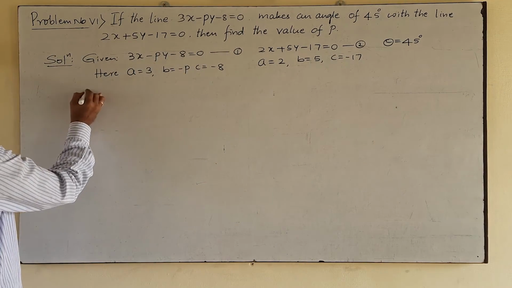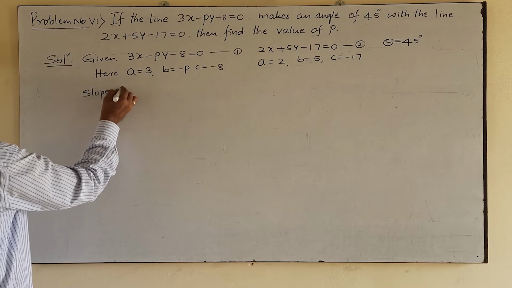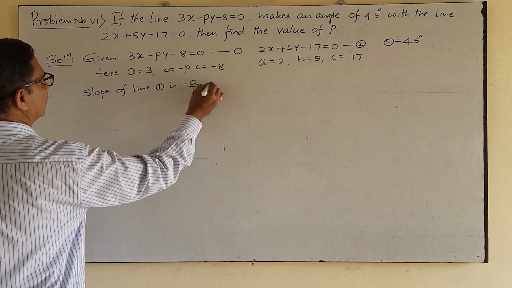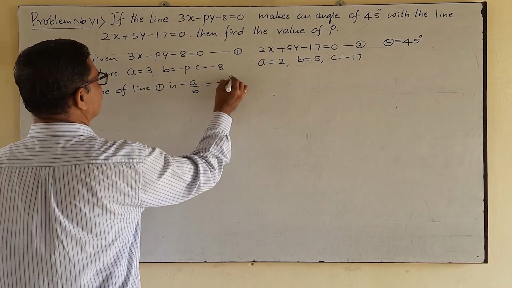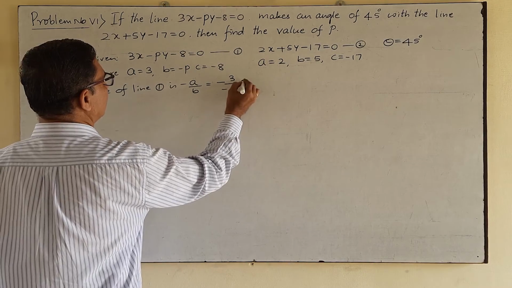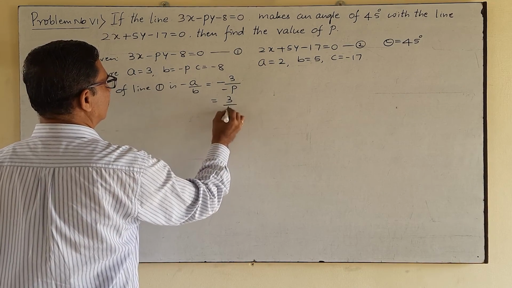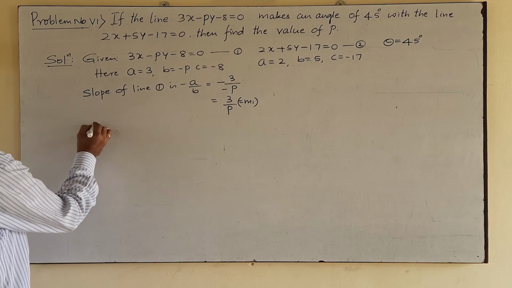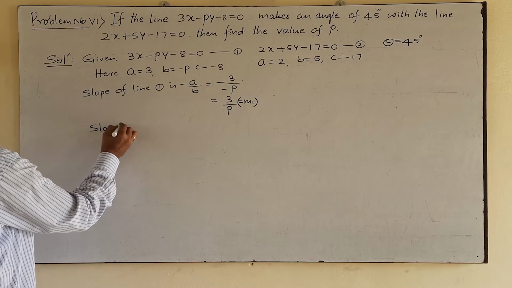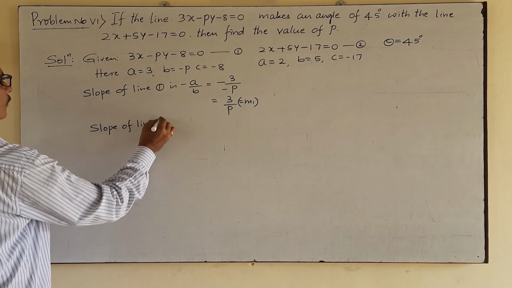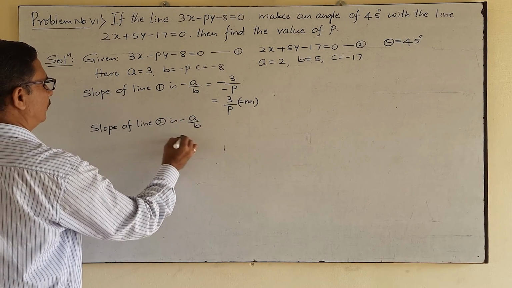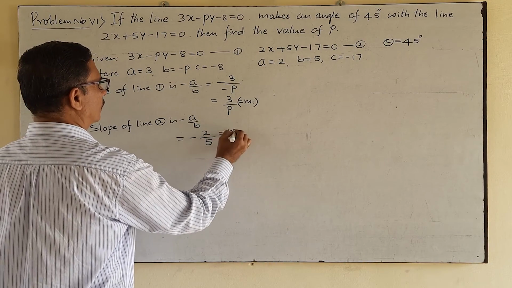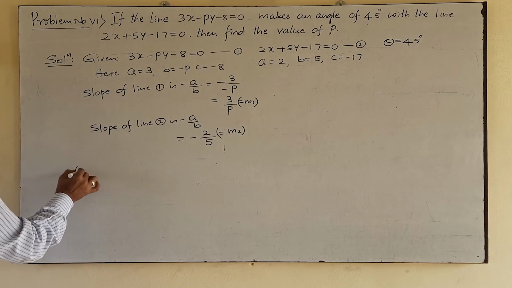Okay. Now the slope of line 1. What is the slope of line 1? You know the formula, that is minus a upon b. Here a value 3, b value minus p, that is minus into minus plus 3 by p. Call it m1. And the slope of line 2, see what it becomes. Slope of line 2, same formula, minus a upon b, a value 2, b value 5, minus 2 by 5. Call it m2. Okay, we got two slopes.